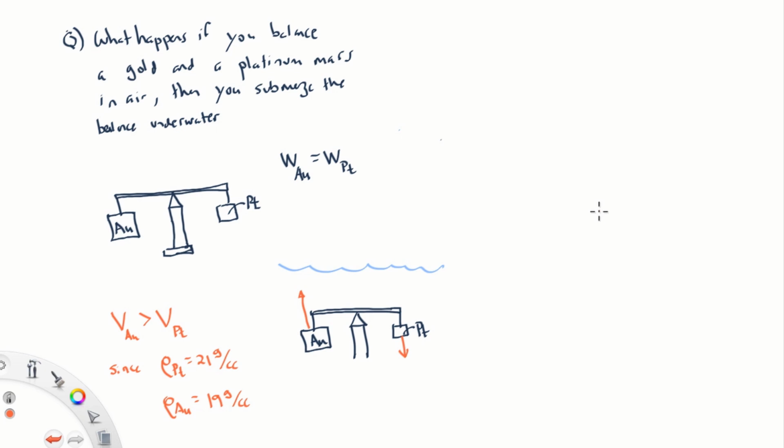He goes on to say something interesting. He says that if you balance copper and lead, or like our example, gold and platinum, in air, and then the moisture or the humidity of the air changes, then they may not be balanced, because moist air is going to exert a bigger buoyant force on the gold than on the platinum.